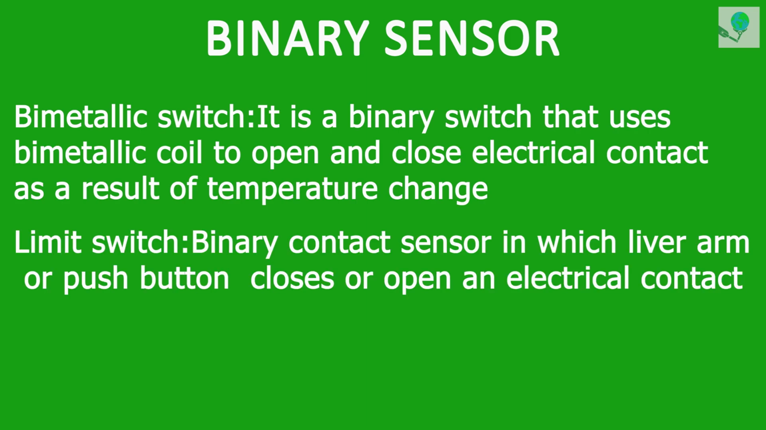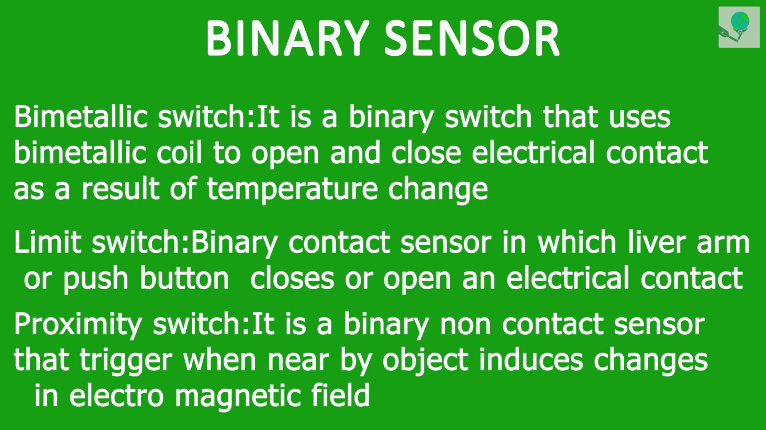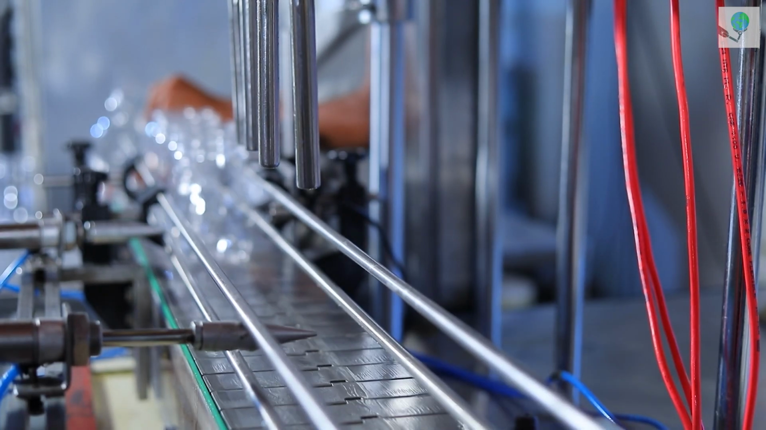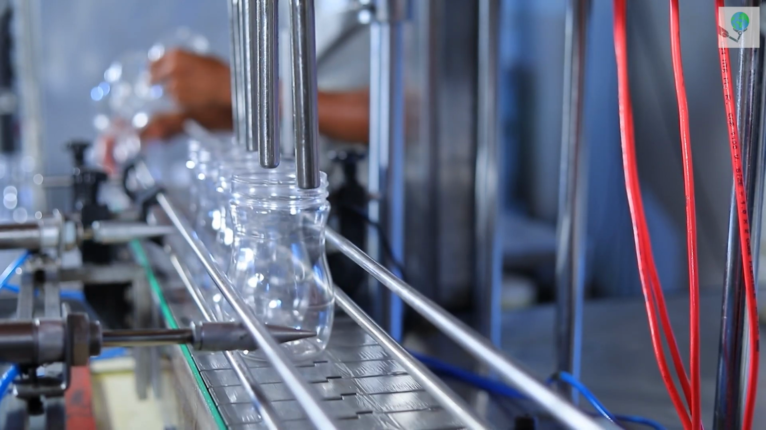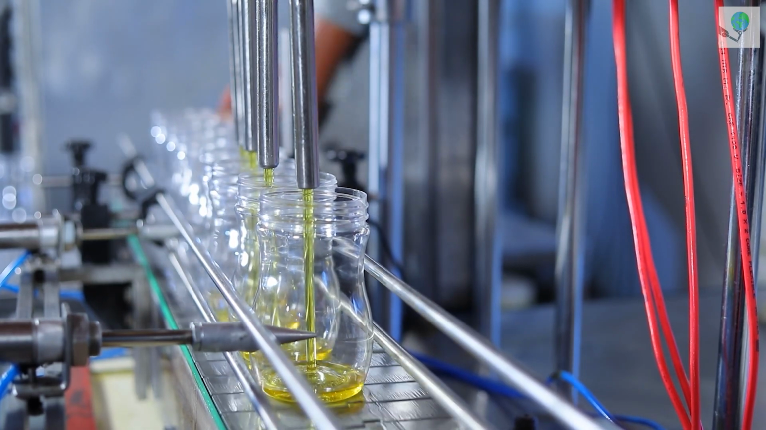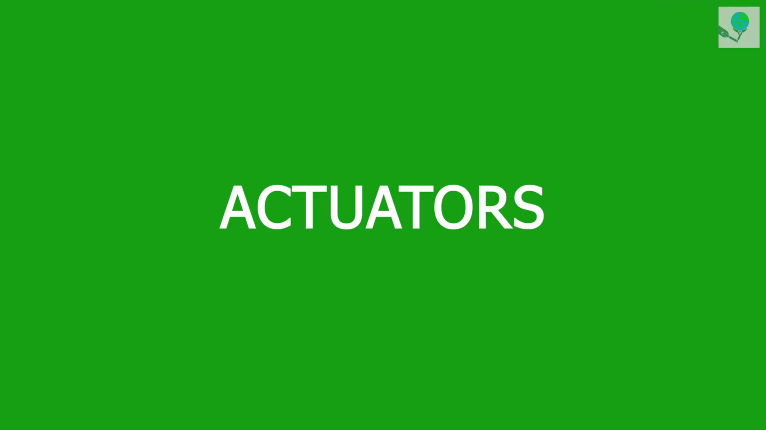Now, in the case of a binary sensor or binary switch, they either have the value on or off. Examples of binary switches include bimetallic switch, limit switch, and proximity switch. In the case of the proximity switch, they just need to detect the presence. There is a presence or there is not a presence. So yeah, on or off, that's it. Now let's go to the next section, actuators.